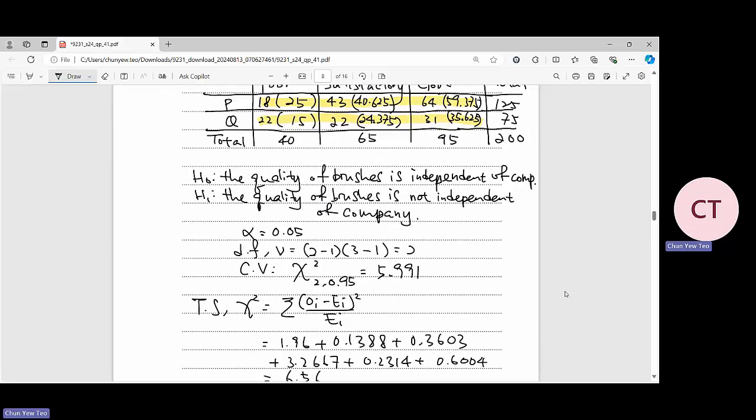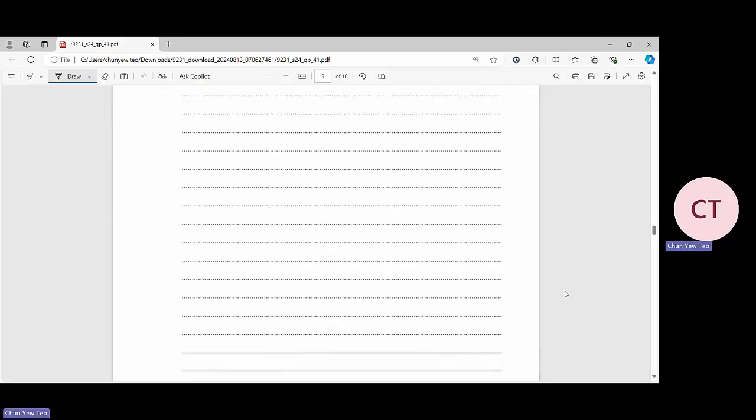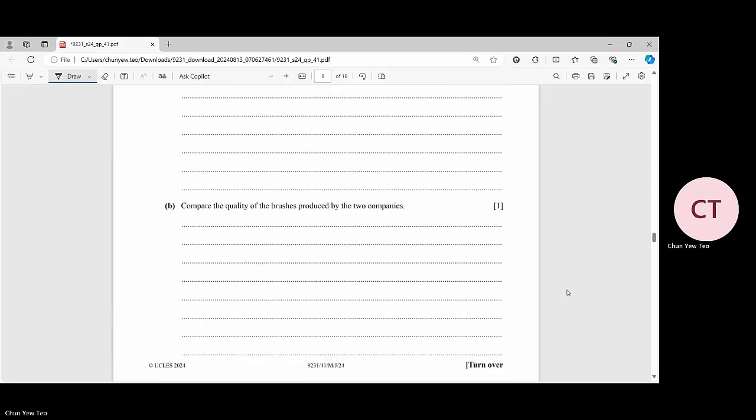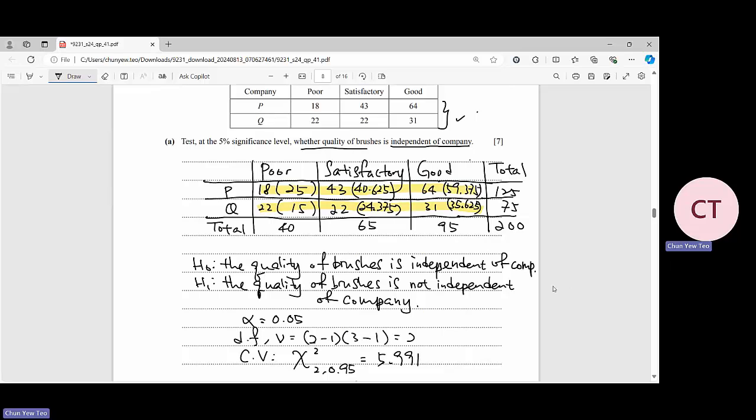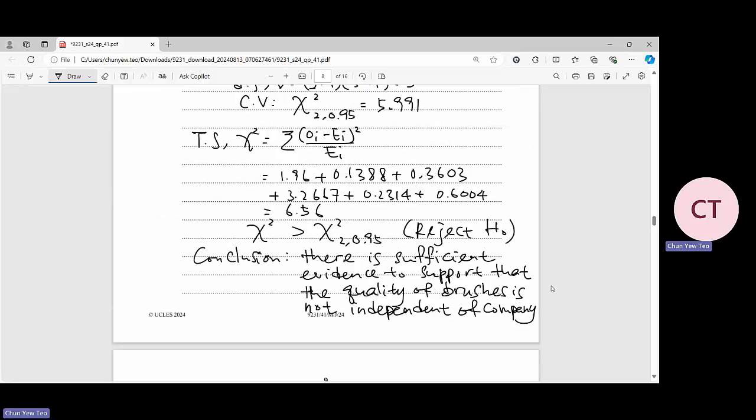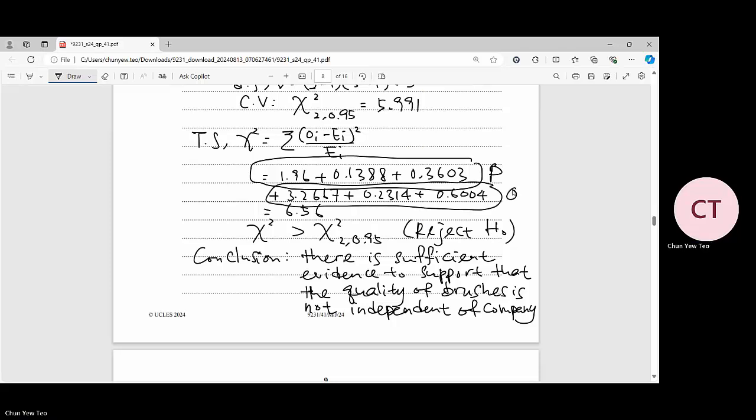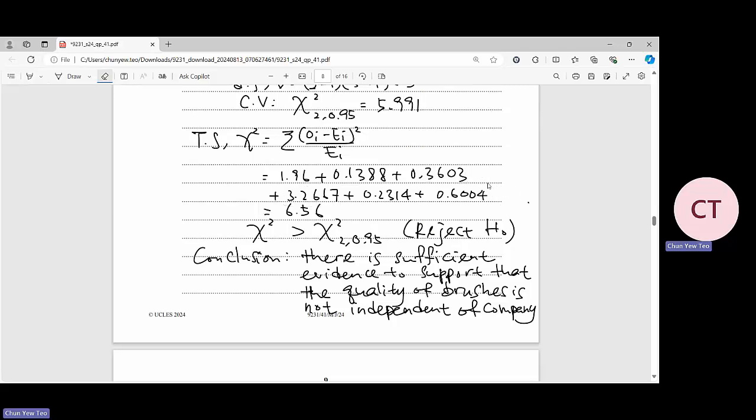Okay, 5A. So we still have part B. Part B is over here. Compare the quality of the brushes produced by the two companies. So there are two companies only, P and Q. That means we need to compare. This is representing the data for company P. This one is company Q. So we need to add them up to compare and give some comment.